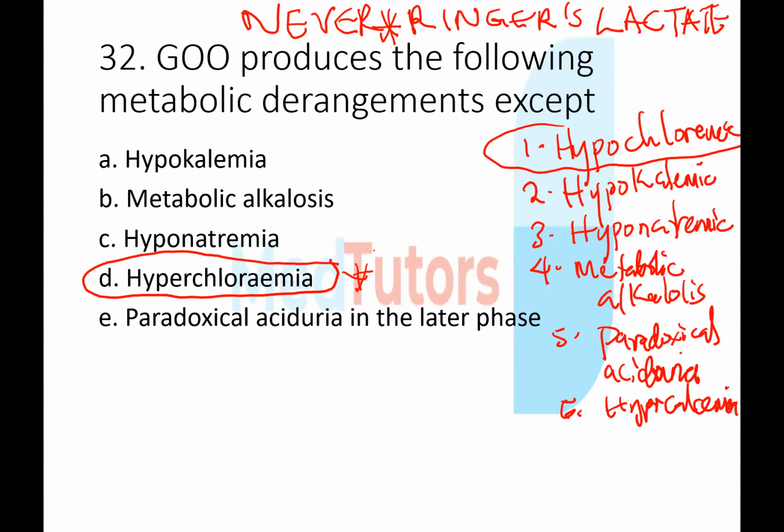Then you now add potassium to your maintenance. Sorry, after dehydration has been corrected, you now correct potassium. In other words, when you correct hypochloremia, the hyponatremia will be corrected, the metabolic alkalosis will be corrected, paradoxical aciduria will be corrected. Then you will now correct the hypokalemia.